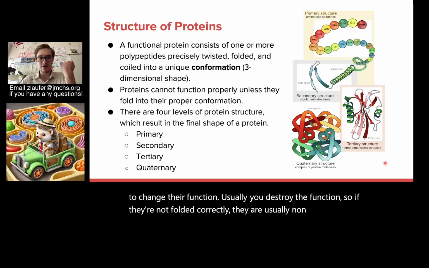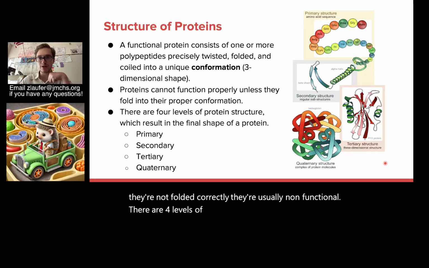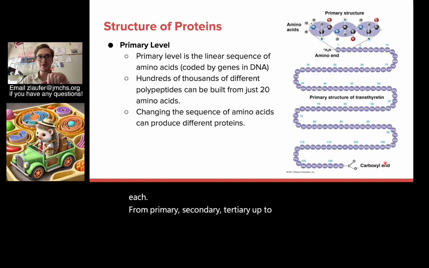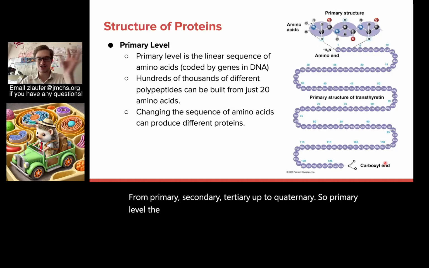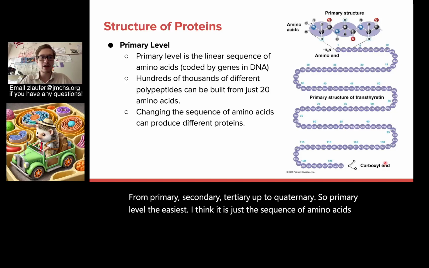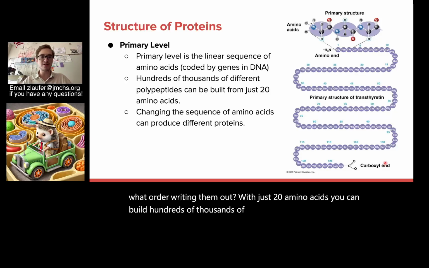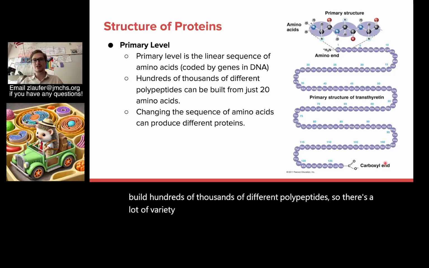There are 4 levels of structure. We're going to talk about each of them, from primary, secondary, tertiary, up to quaternary. So the primary level, the easiest, I think, is just the sequence of amino acids. So what order, writing them out. With just 20 amino acids, you can build hundreds of thousands of different polypeptides. So there's a lot of variety here. If you change this structure, you're going to change all the ones above it as well.